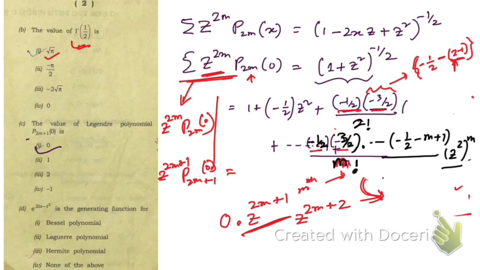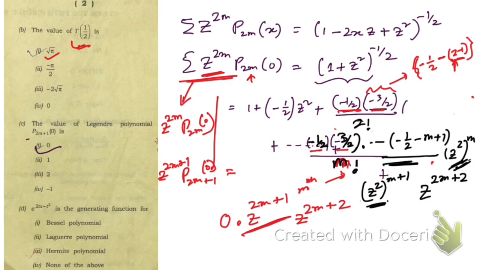So in the next term, this variable will appear as z to the power 2 whole to the power m plus 1. When you get that, in the next term you're going to get z to the power twice m plus 2. That's what you're going to have. Because z to the power 2 whole to the power m plus 1, when you write that, the term next to this term, you're going to get this.